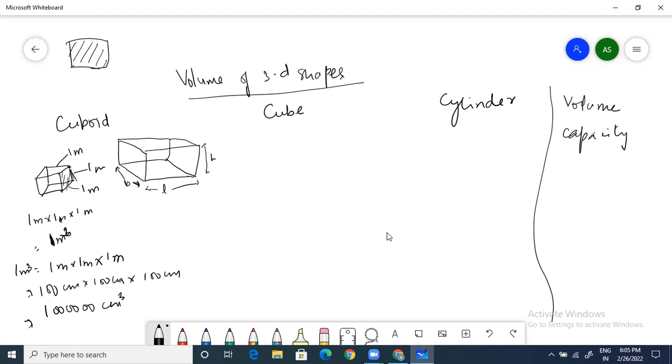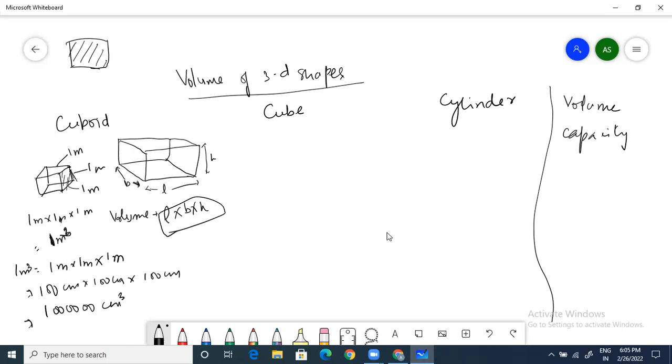As per some analysis, when they tried to fill cuboids to calculate the particular volume of the cuboid, they found out that the volume of this cuboid, the amount of space it can occupy, is equal to L into B into H. Length into breadth into height. This is the volume of a cuboid.